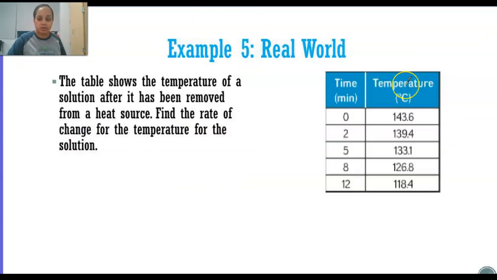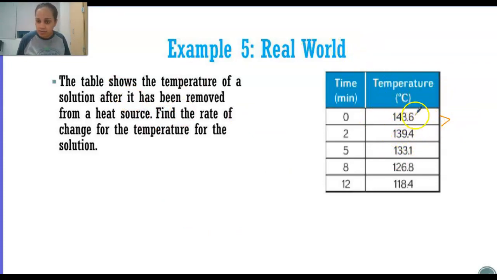All right, here's a real world example. So I have a table here, and I need to find something. It shows the temperature of a solution after it's been removed from a heat source. Find the rate of change for the temperature for the solution. All right, so let's just go through our table and see what these values are.